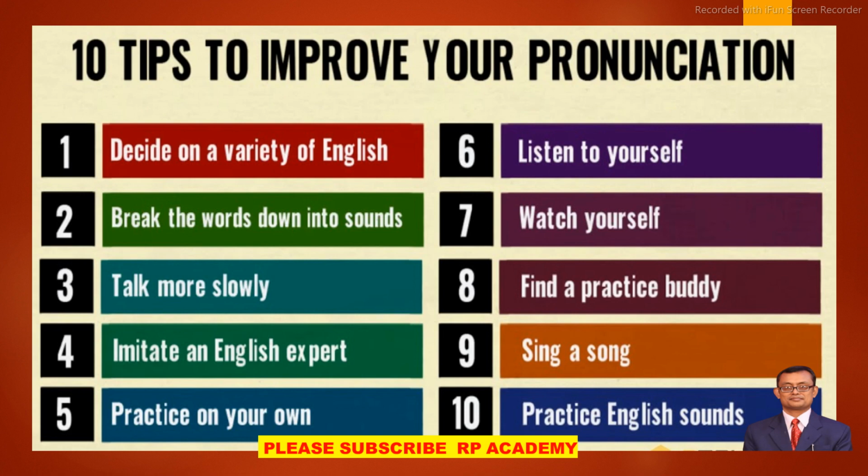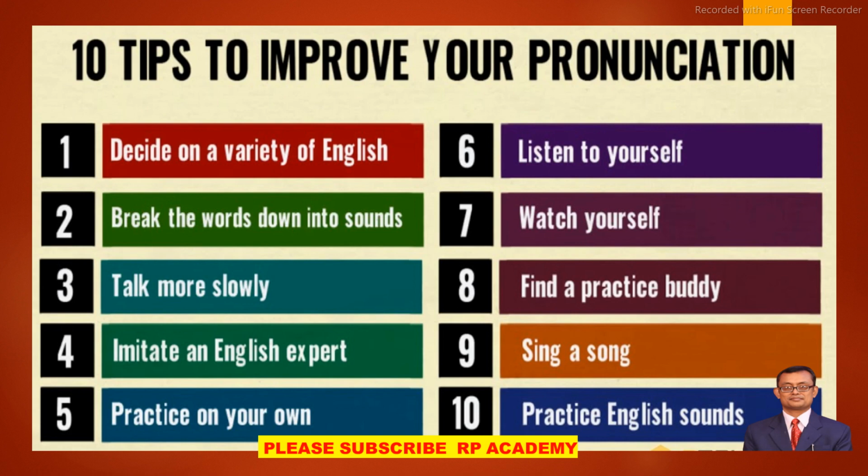The second one: when you are going to pronounce a big, strong word, you should break the word down into sounds. Actually, I want to tell you about syllables. You should divide the word into syllables and try to pronounce it. It will help you. Third, talk more slowly. While you are talking with someone, please talk slowly. No need to hurry. You should be very systematic.